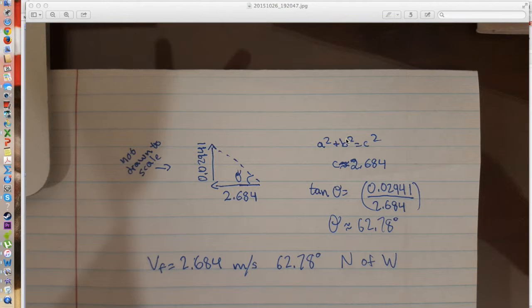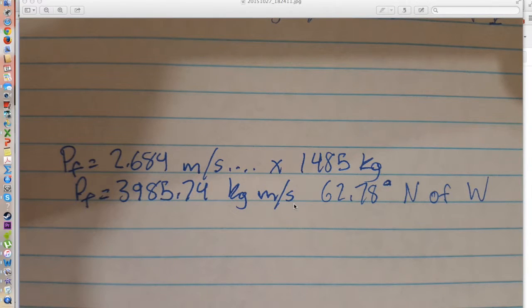Then you use the same method again, a squared plus b squared equals c squared, and get 2.684, which is almost the exact same thing as the x. You use the inverse tan, get 62.78 degrees, and you get, for your final velocity, 2.684 meters per second, 62.78 degrees north of west.